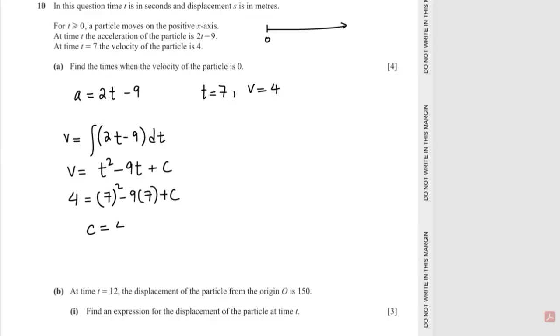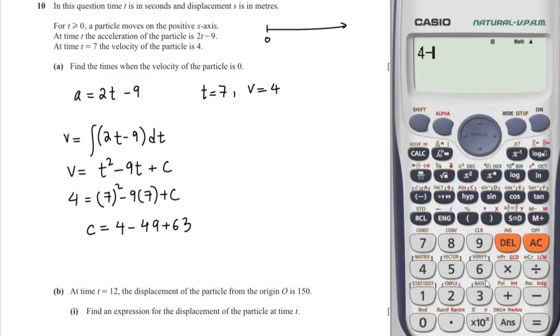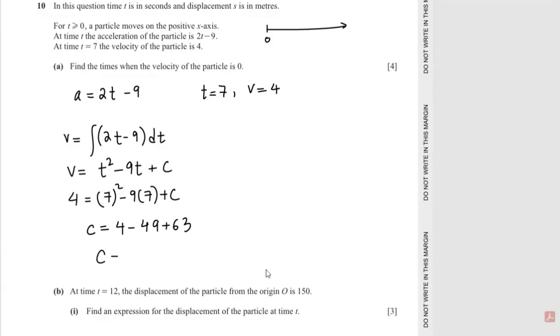So let's evaluate this: minus 49 plus 63. I can use my calculator to quickly get this. So c will be 18. So the expression for the velocity will be t squared minus 9t plus 18.